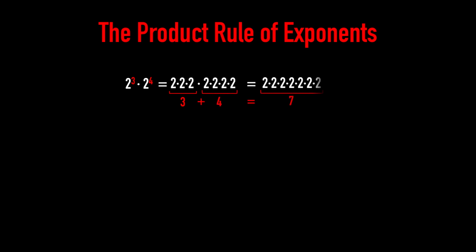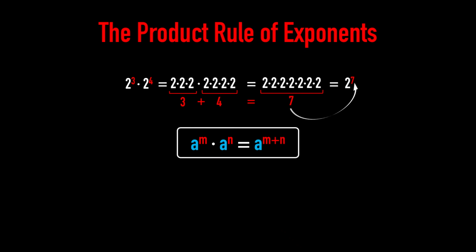The product rule of exponents. Let's see how people generalize the rule for multiplying exponential expressions. Take this specific case, 2 to the third multiplied by 2 to the fourth. As defined earlier, 2 to the third means multiplying 3 2's, and 2 to the fourth means multiplying 4 2's. Put them together, that's 7 2's, or 2 to the seventh. From this specific case, people generalize the rule. a to the power of m times a to the power of n equals a to the power of m plus n. This is called the product rule of exponents.